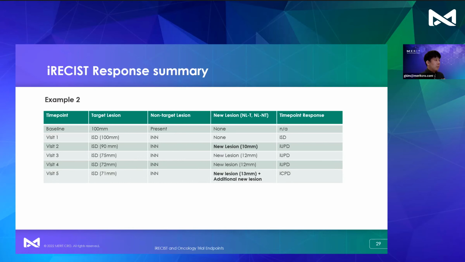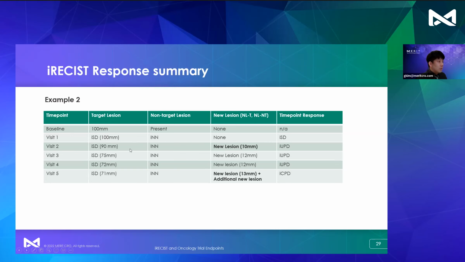There are other examples here, very similar to the earlier ones, with the new lesion causing issues in this subject. Same scenario, the baseline status is the same. On visit 1, we have stable disease on our target lesions with not much change in the rest of the lesion categories, which would be iSD.